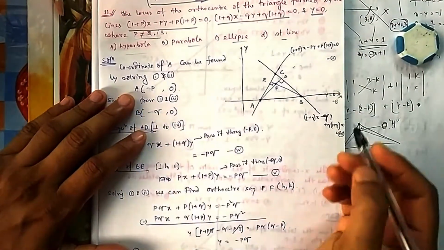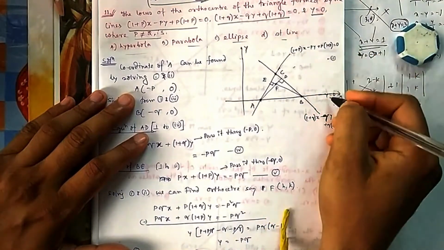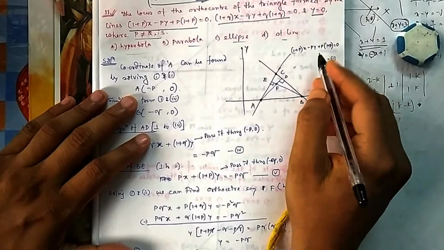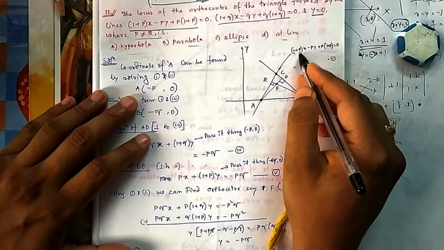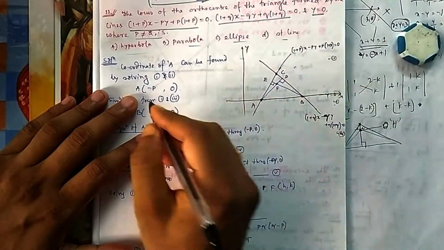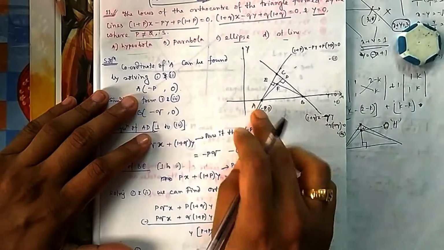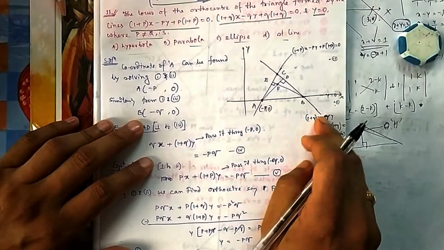So the first is solving. Suppose this is equation 1 and this is equation 2. If you solve these two equations, that means y equal to 0. If you put it in, what x will you find? You will find 1 plus p, the 1 plus cancels, x equal to minus p. So this point is minus p comma 0. So you got this point A. For solving B, you need to solve this and this.